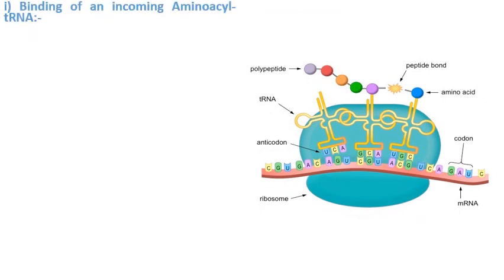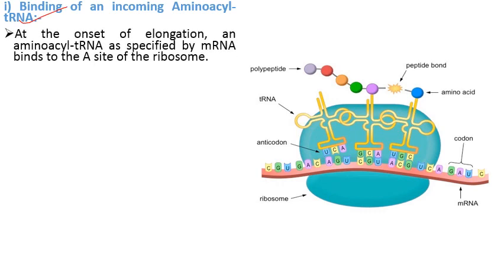So we will discuss these steps in detail. First step is binding of an incoming aminoacyl tRNA. So this is the first step. The aminoacylated tRNA will bind first. So at the onset of elongation, an aminoacyl tRNA as specified by the mRNA binds to the A site of the ribosome. According to the codons on the mRNA, the tRNA binds at the A site.